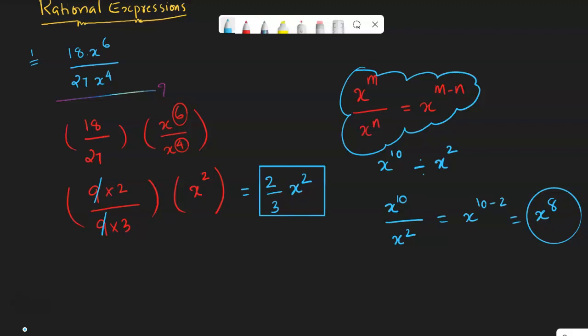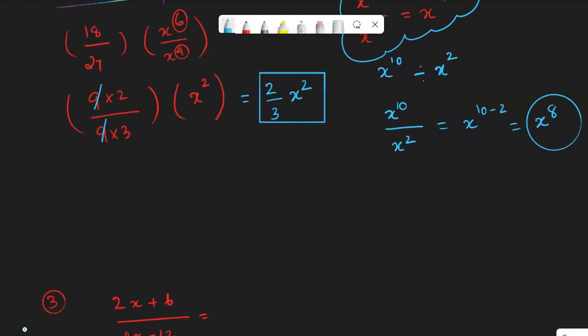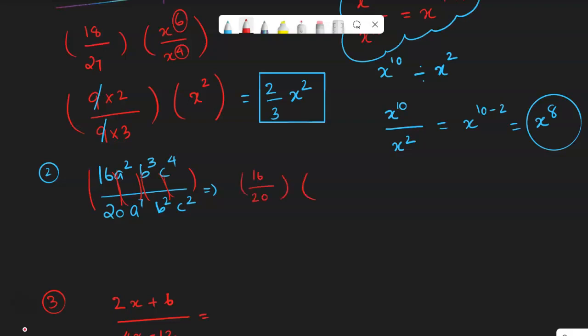Okay, so let me show you another kind of problem, that is 16 a squared b to the power 3 c to the power 4 over 20 a to the power 7 b to the power 2 c squared. How can we do this? Like I said before, you just need to split the number part together and the variable parts together. If you have multiple variables, combine like variables. So 16 divided by 20, then a squared divided by a to the power 7, b to the power 3 divided by b to the power 2, and c to the power 4 divided by c to the power 2.